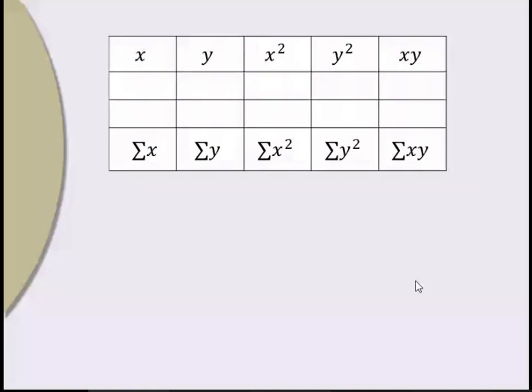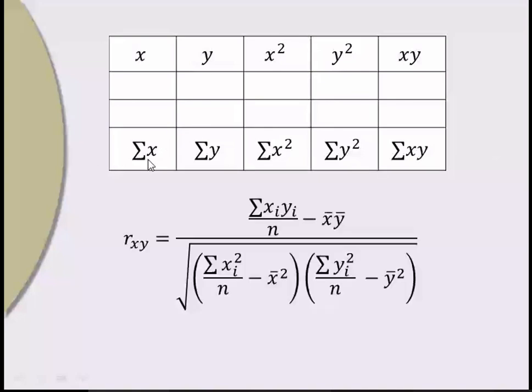What type of data table do we have to make? We have to make these extra columns: x square, y square, x into y. We are given the values of x and y. Then we have to make these 3 extra columns, and we have to find the summation of all these 5 columns, because this summation x we require for finding x bar, this summation y we require for finding y bar, and these summations we use in this formula.